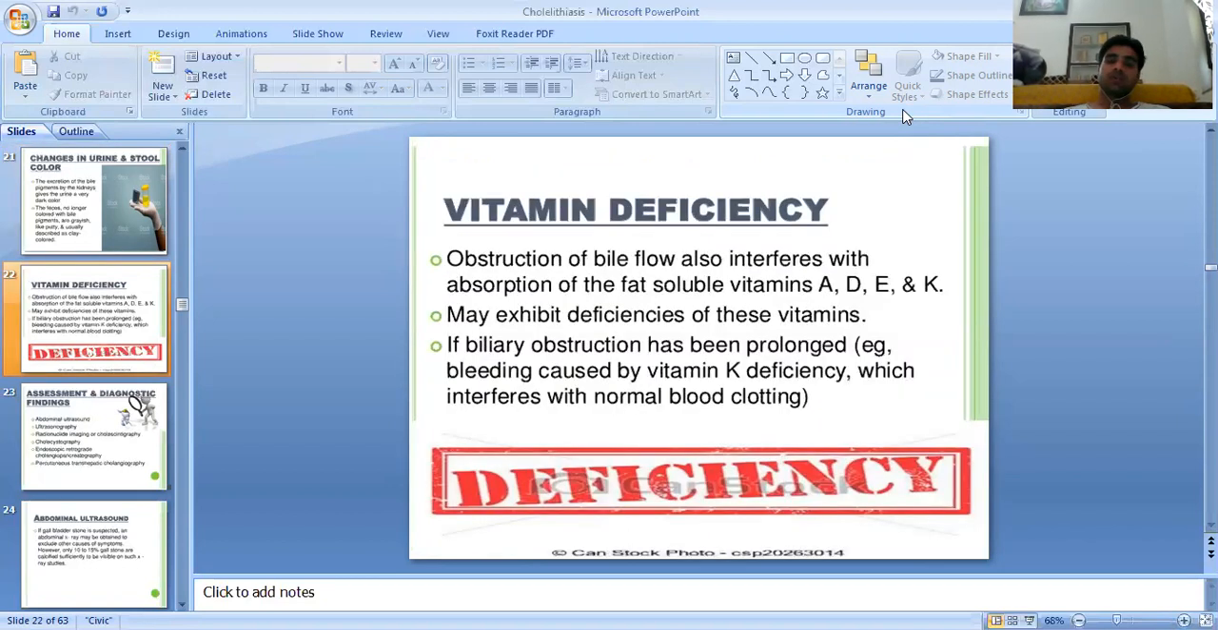Vitamin deficiency. Obstruction of bile flow also interferes with the absorption of the fat-soluble vitamins A, D, E, and K. The patient may exhibit deficiency of these vitamins if biliary obstruction has been prolonged, for example bleeding caused by vitamin K deficiency, which interferes with normal blood clotting.